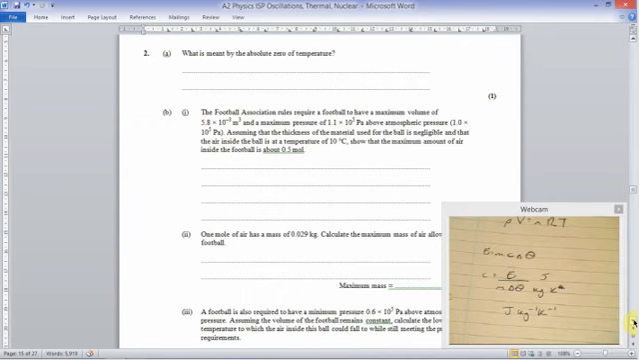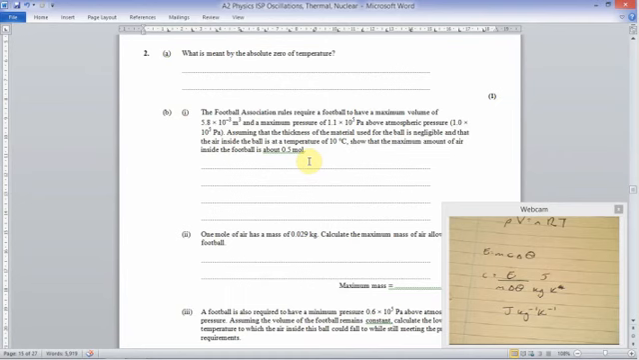So the next question talks about football, in terms of the fact that footballs need to have a maximum volume and maximum pressure, and it needs to be a certain maximum above atmospheric pressure. So it needs to be 1.1 times 10 to the 5 above 1 times 10 to the 5. Assuming the thickness of the ball is negligible, the air inside is at temperature 10 degrees. That's pretty cool when you think about it. But then football is played over the winter months for the majority of the time, so that makes sense. So the maximum amount of air inside the ball is about 0.5 moles.